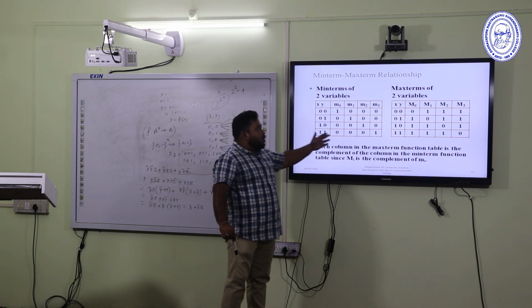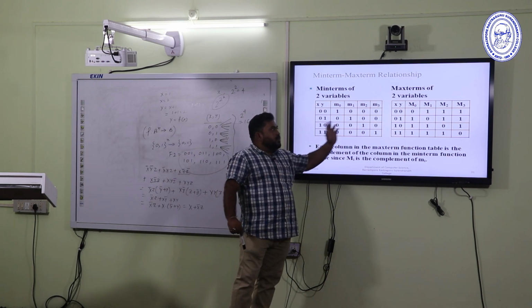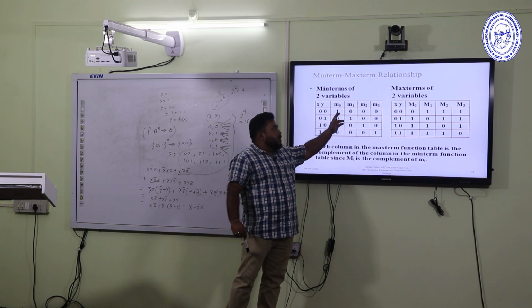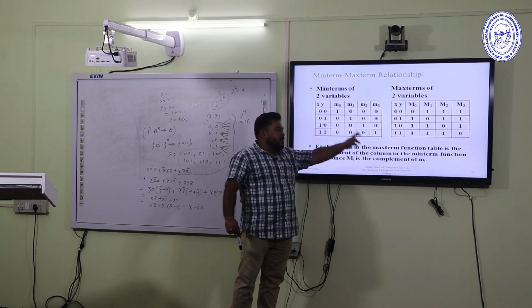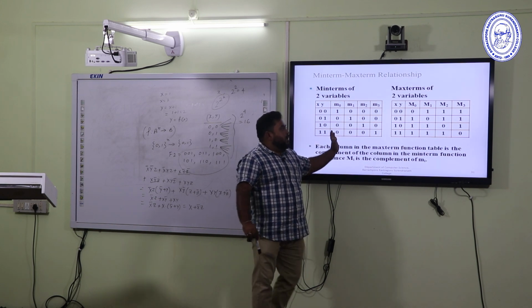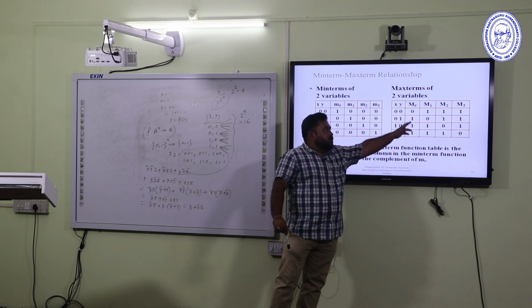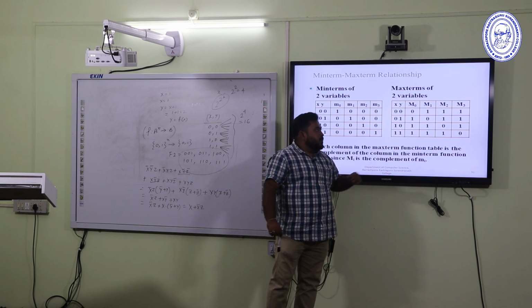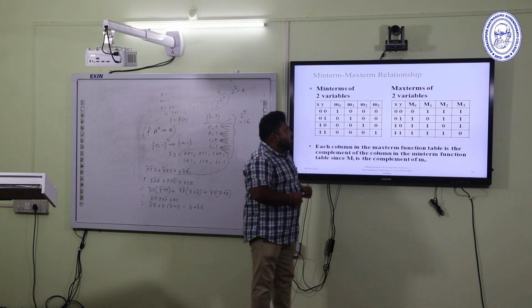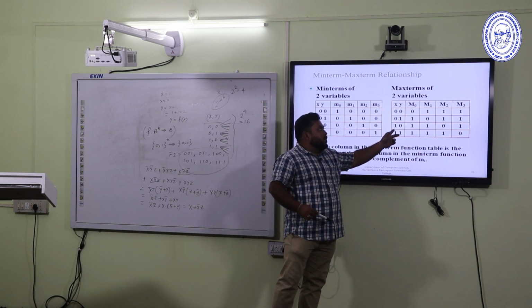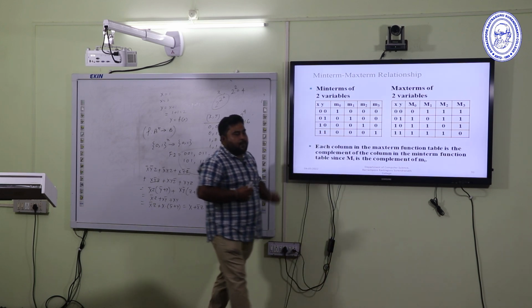This is the chart of min terms, and this is the chart of max terms. Here we are looking that the diagonal ones are 1, and the rest of them are occupied by 0. Here is the reverse case, the diagonals are occupied by 0 and the rest of them are occupied by 1. So it's the complemented form of the min term.